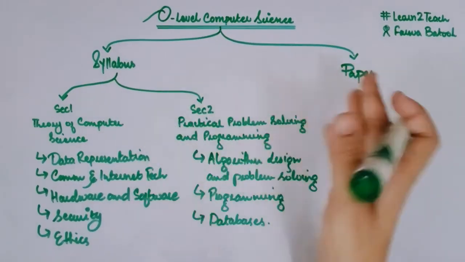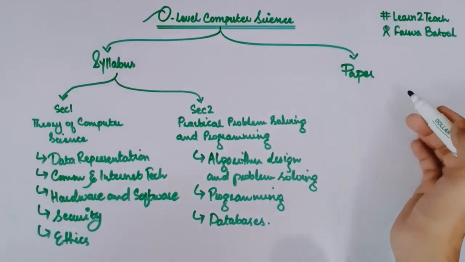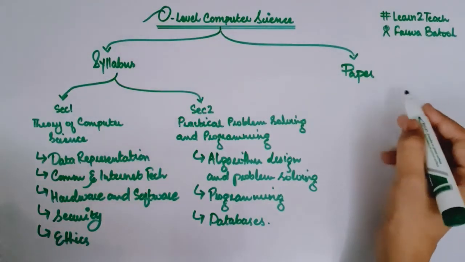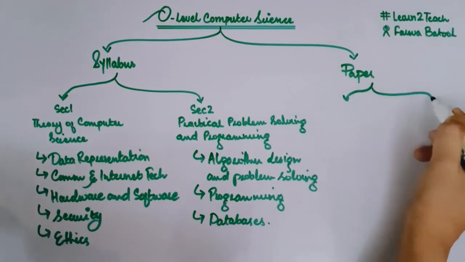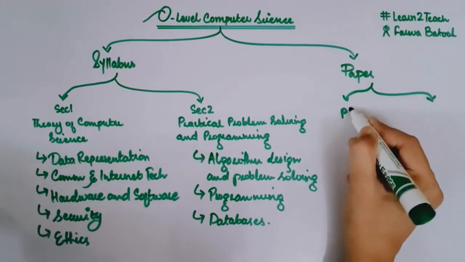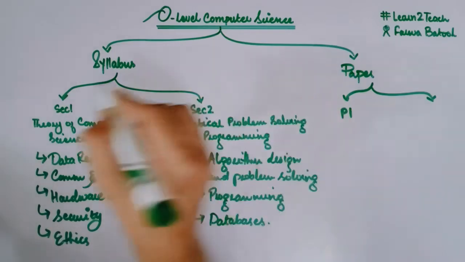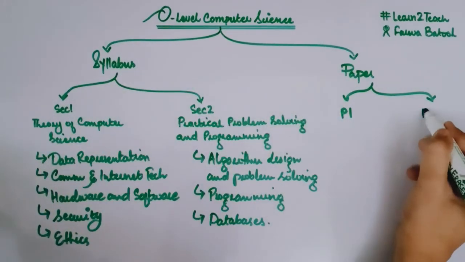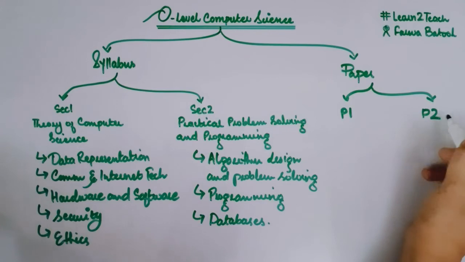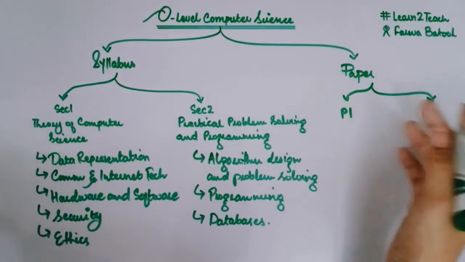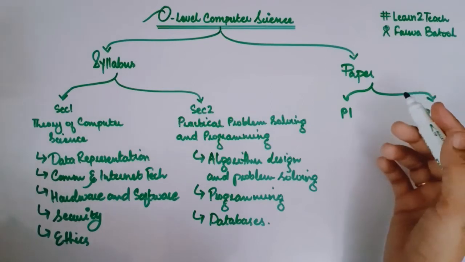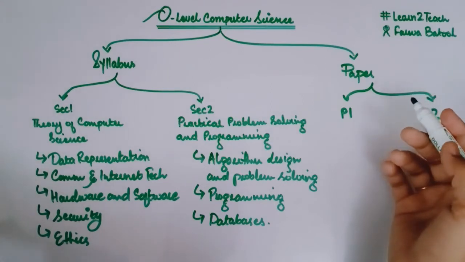Now moving towards the second part of my video, that is about your paper. Yes, well, the paper is the same as these 2 sections. You are having a single paper for each section. P1 is related to section number 1, and your P2 is related to section number 2. Okay, now the timing of these 2 papers is almost the same. Each paper is of 1 hour and 45 minutes.